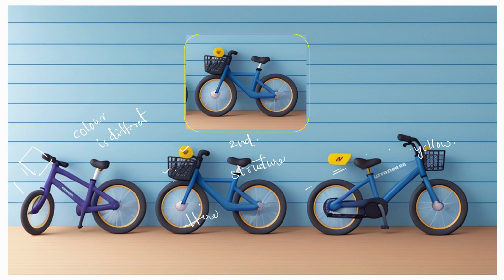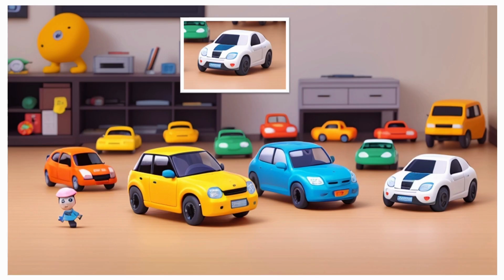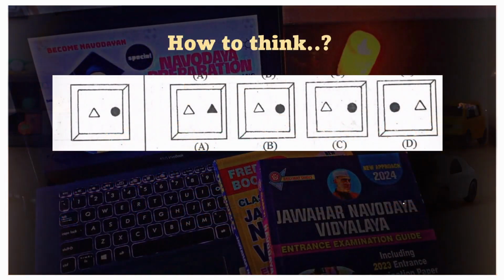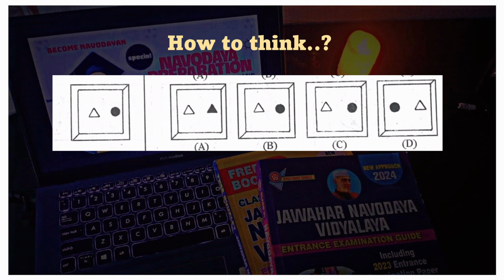And here we have a lot of cars. We have to find this car among all these cars. So where is it, can we find it? Yes, where is it? Here it is. In the same way we have to think how to do these similarity figures.